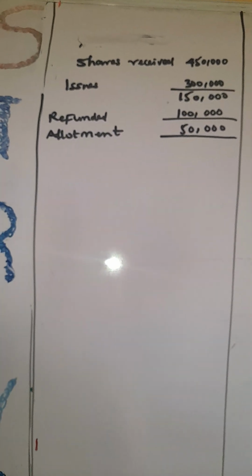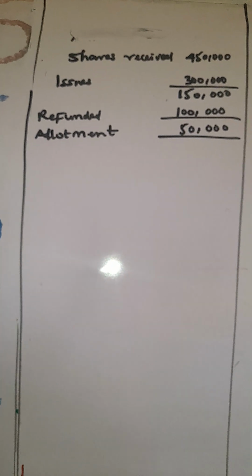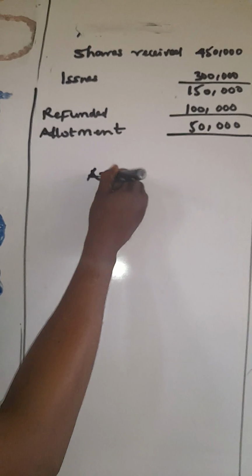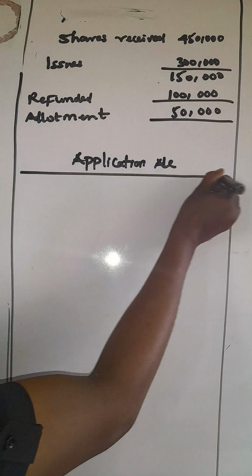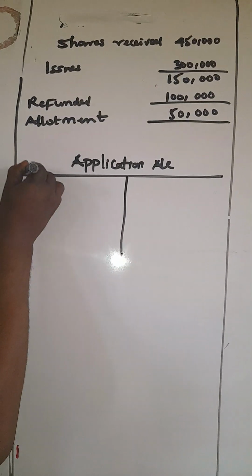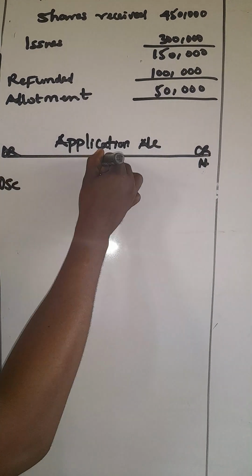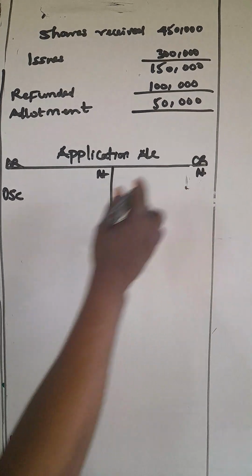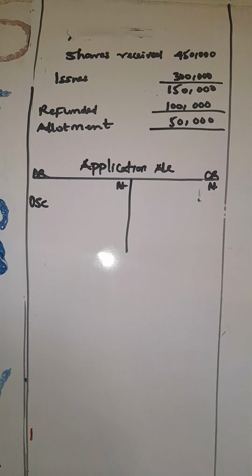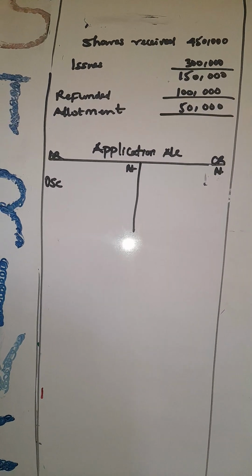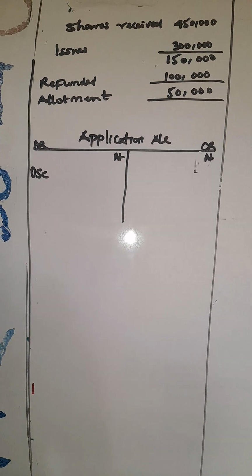So what is the first account we have to prepare? It follows the same rules I explained in my last video. The first account is the application account. So it will look like this: application account. Under the application account, what do you need first? Ordinary share capital. How many shares were issued? 300,000 shares were issued. At what price? Application price is 25 kobo. 300,000 times 0.25 gives us 75,000.